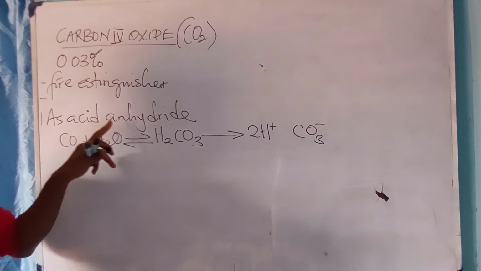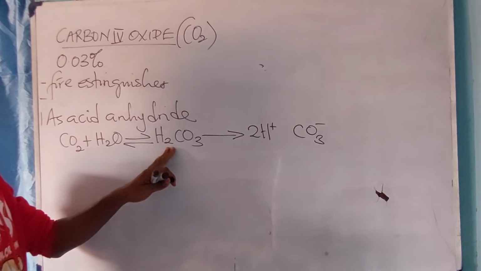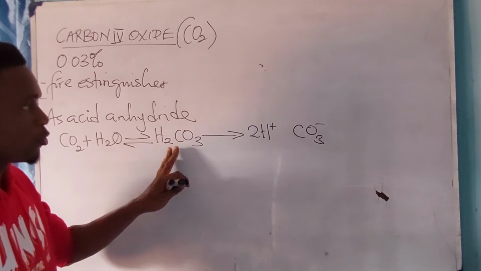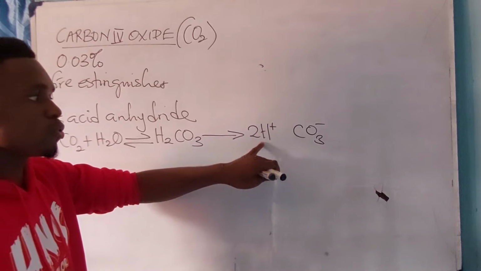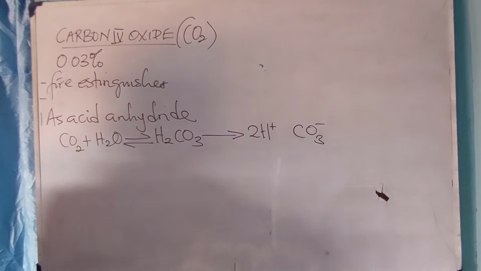As an acid, it reacts with water to produce an acidic solution, which is carbonic acid, H2CO3. When this carbonic acid dissociates, it produces 2 moles of hydrogen ions and one carbonate group.